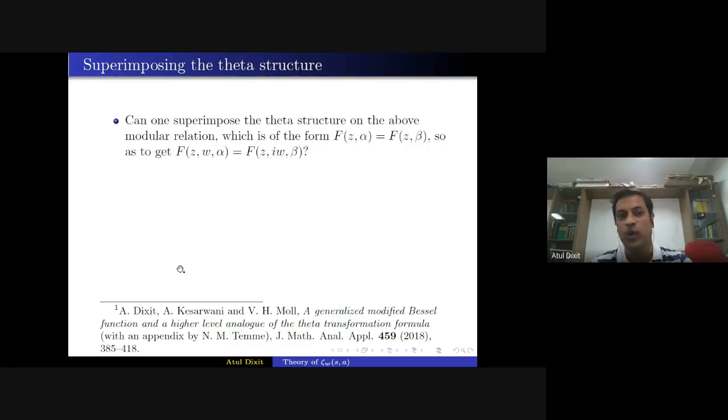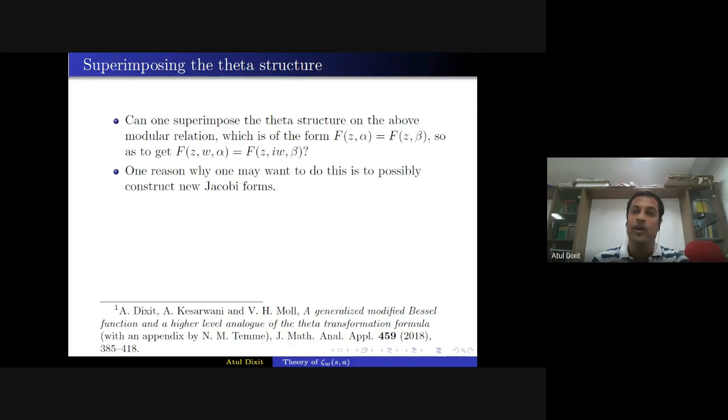Now, why would one want to do that? Let us first go with one reason why one may want to do it, because one can get new Jacobi forms from this example. What is a Jacobi form? Loosely speaking, a Jacobi form is a function of two variables, from H cross H to C, where H is the upper half plane, where one has modularity in the first variable and ellipticity in the second variable.